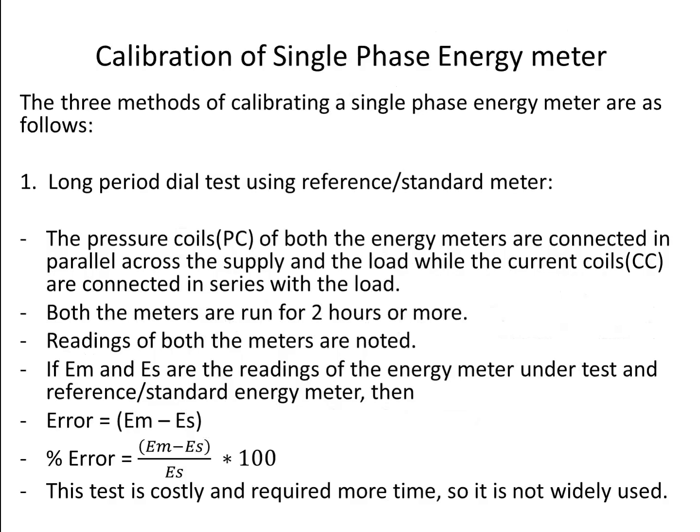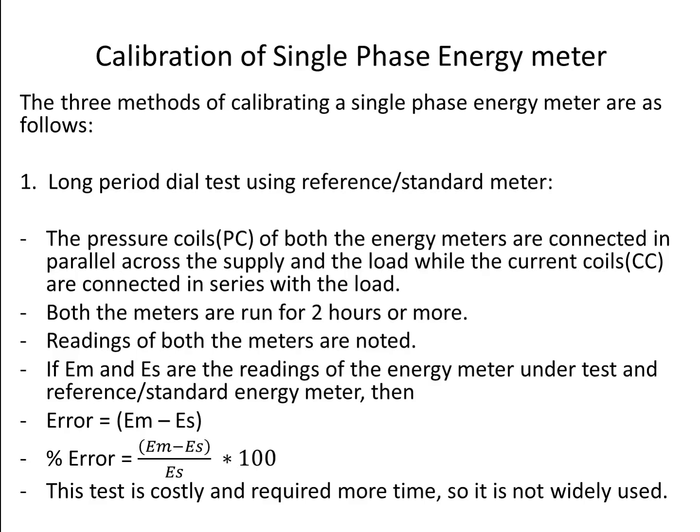The first method is long period dial test using reference or standard meter. Now as the name suggests, long period, in this test both the meters are run for a minimum of 2 hours. After a time greater than 2 hours has elapsed, readings of both the meters are taken.